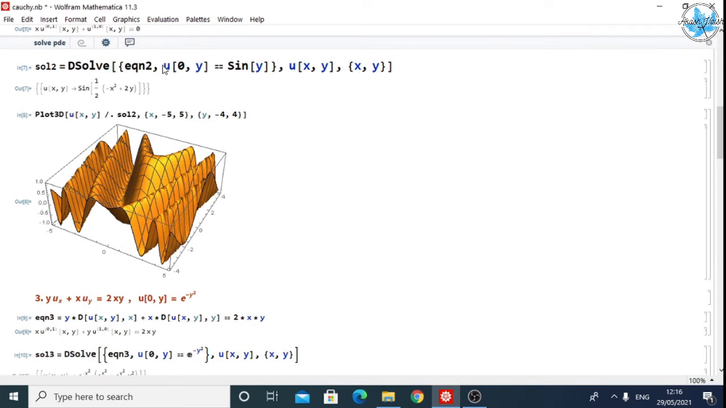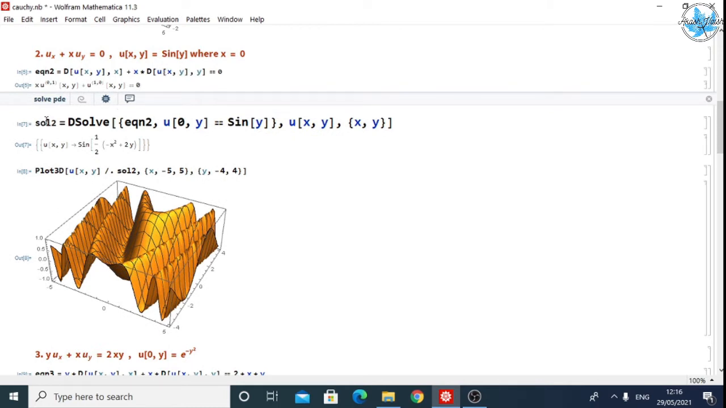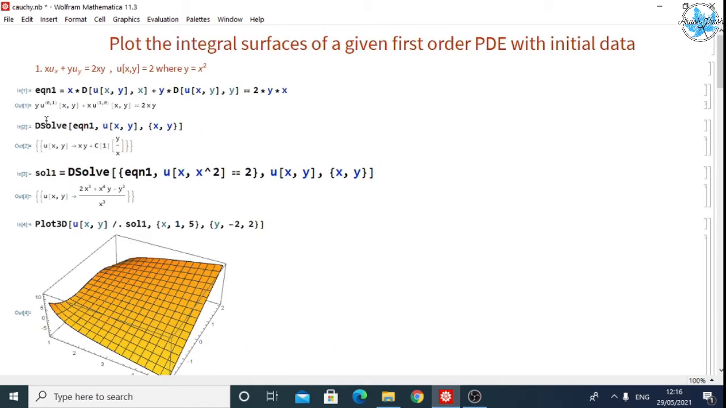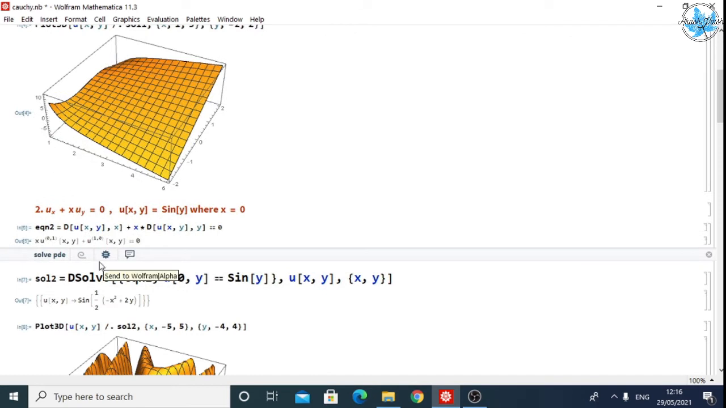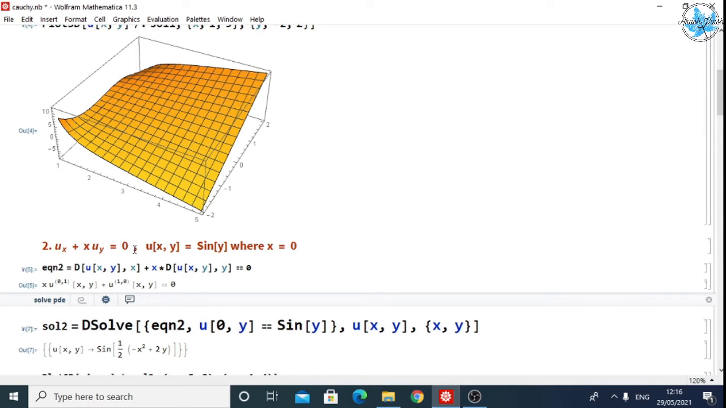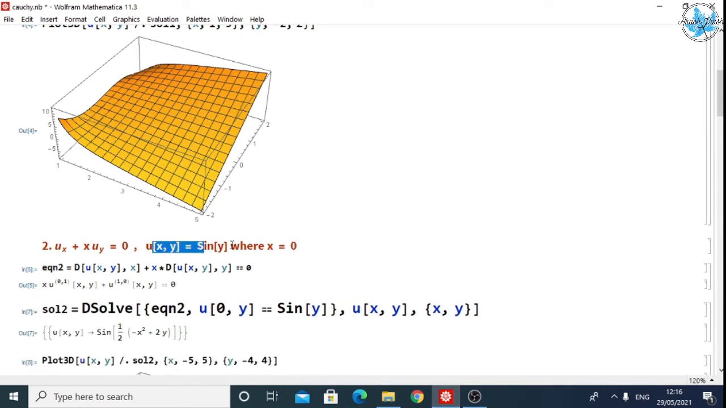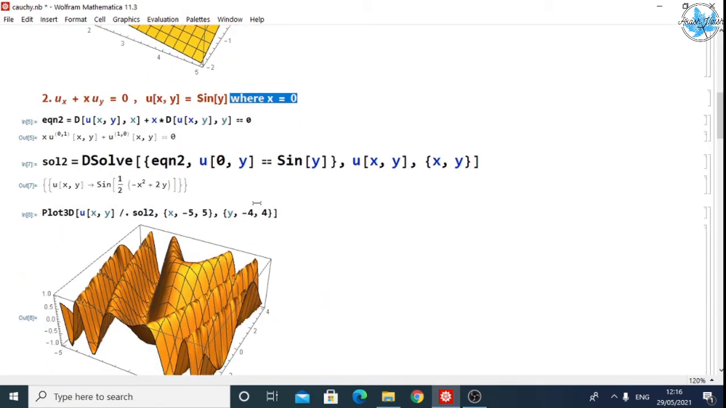Here I use the shortcut. I have cut down the dsolve command, which I have already used for equation 1. I will simply write solve2 and put the initial value also. Here I will use the dsolve command, then equation 2. Then my initial condition is given as u(x, y) equals sin y, where x equals 0. So I will simply write u(0, y). Here my x is 0.